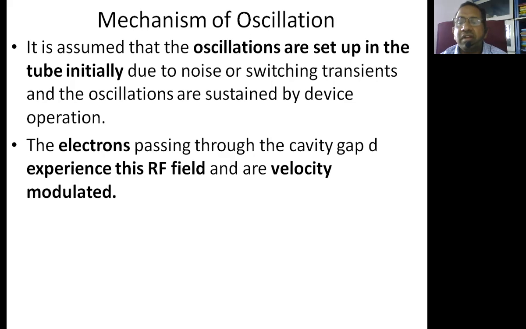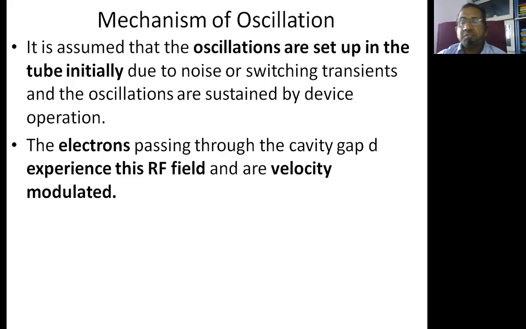After a certain time period, what happens? Automatically, the oscillator reaches the stable state, and finally we get the stable output signals called sustained oscillations. In a similar fashion, after a certain time period, we are going to get the sustained oscillations from this particular microwave klystron tube. Now, the electrons passing through the cavity gap D experience this RF field and are velocity modulated.